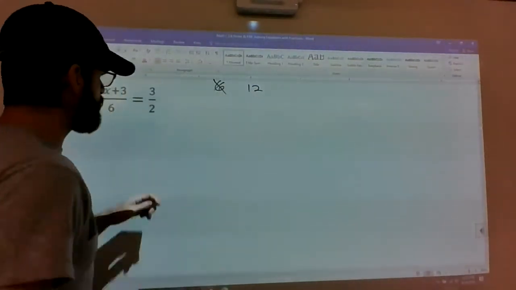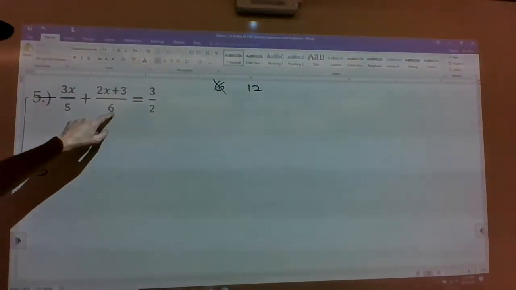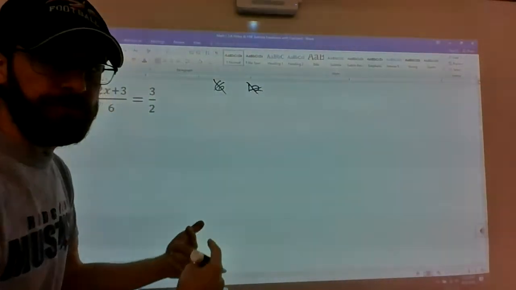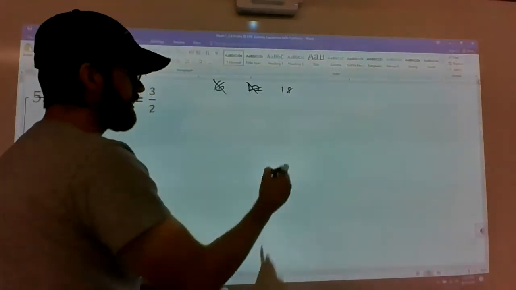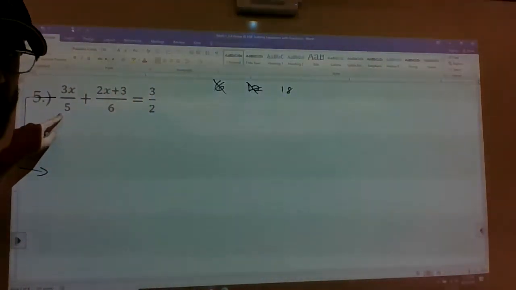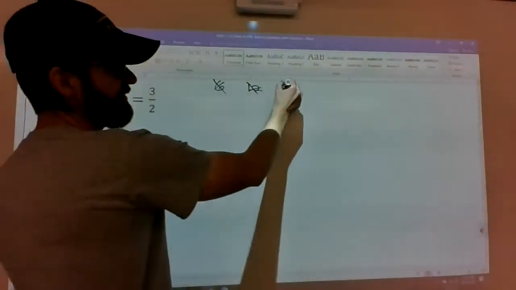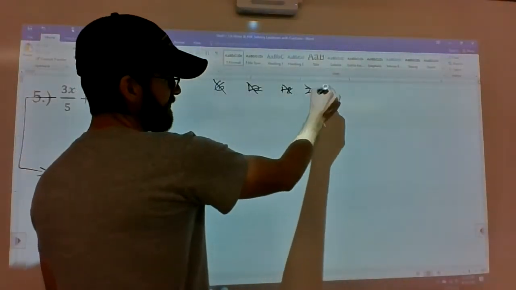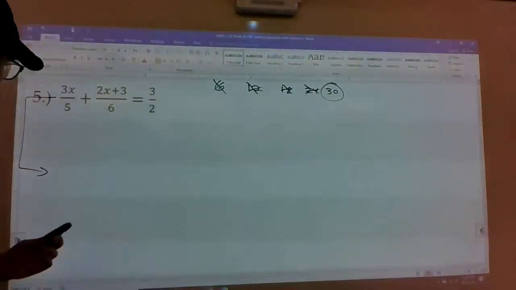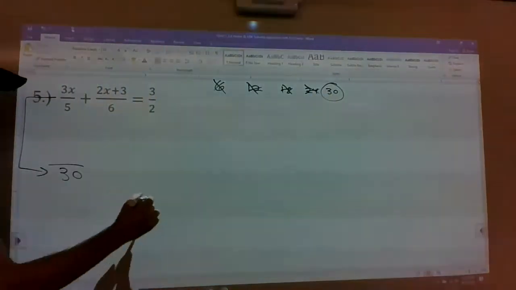12. Does 12 divide 2? Yes, it does. Does it divide 5? No, it does not. And you just kind of move through there. So does 18 work? Looks like 5 is going to be the trouble here. The first one that divides 5 is going to be good. So 18 doesn't divide 5. 24 doesn't divide 5. 30, it divides 5. So 30 is going to be your common denominator.